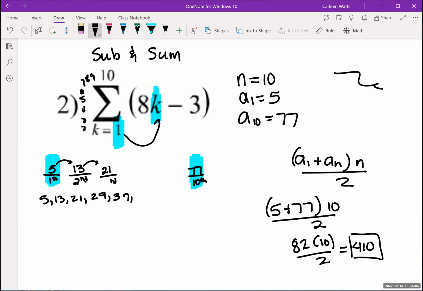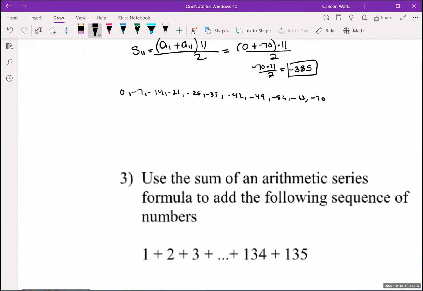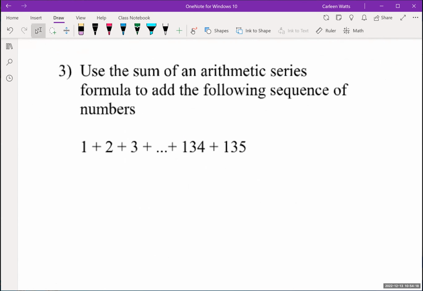Okay. The sigma means sub and sum. So plug it in, plug in all of the numbers from the bottom to the top and add them up. Okay. How about this one? So you have a choice. You can either add from 1 all the way to 135, or use the shortcut formula. Look, we could just do rainbows. You could just add them. So here's your shortcut formula.